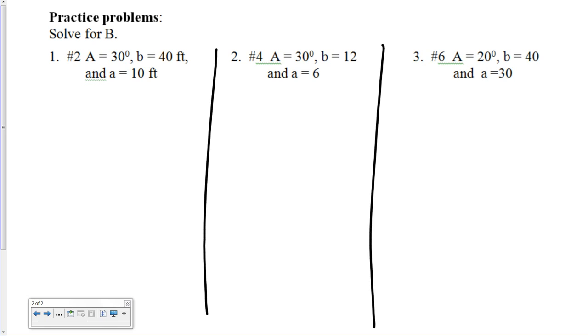Now, I don't really have to draw this triangle. I'm going to remember that they pair in the same uppercase and lowercase. So I know that these pair up, and so I want to find out what B is. That's angle B. So I'm going to start with sine of angle B over b equals sine of A over a.